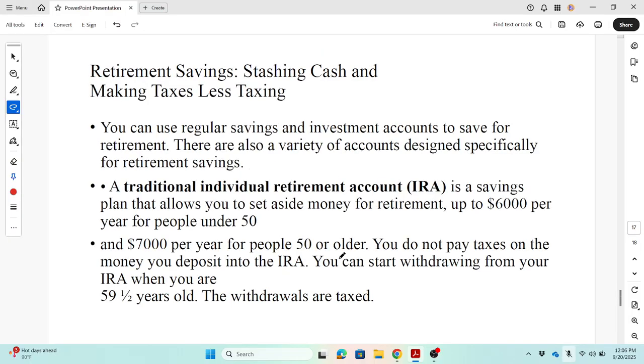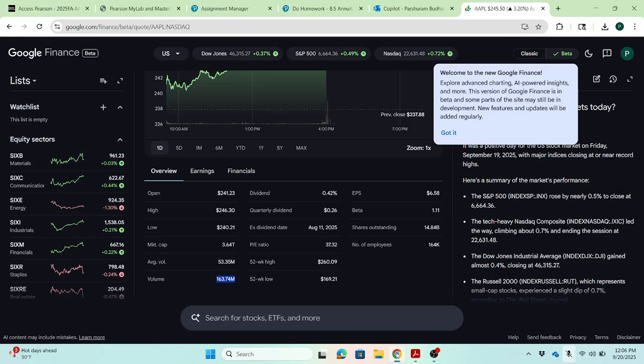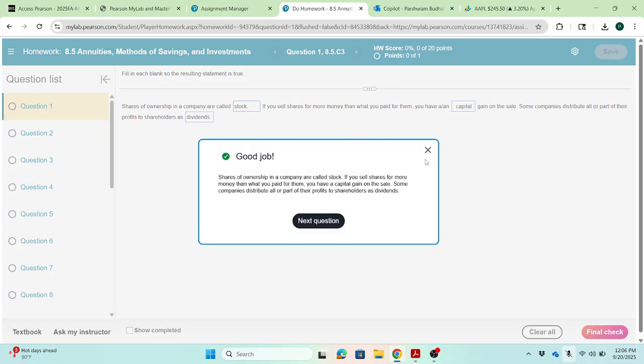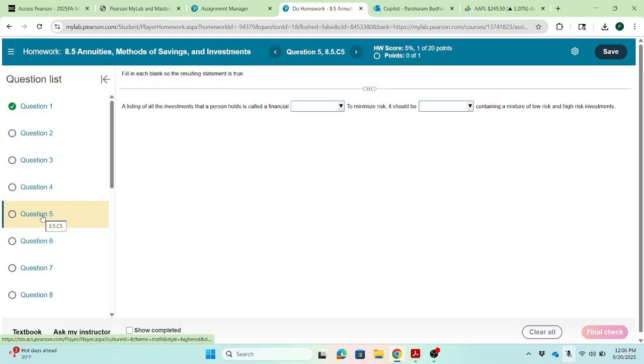Okay, let's try to see some examples before we go to the next topic. The first example: shares of ownership in a company are called stock. If you sell shares for more money, then you make a profit, and that's called capital gain. Some companies distribute all or part of their profit to the shareholders as a dividend. Let's go to the next.